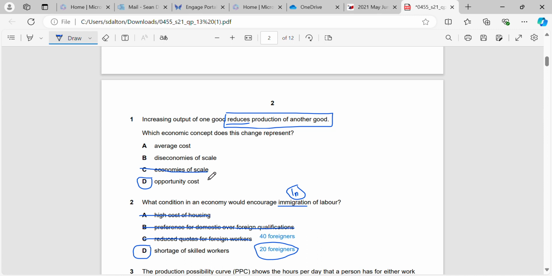Economies of scale is where as a company grows, their average costs come down. Diseconomies of scale is where as a company grows, their average costs go up. And average cost is just a calculation per unit of output, how much it costs a business to make a good or a service. It does not represent making a decision for increasing one good, therefore having to reduce the production of the other good.